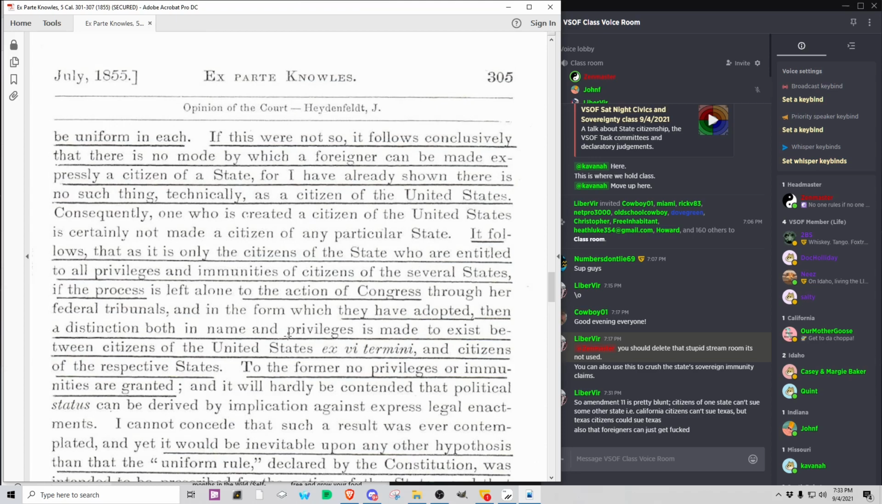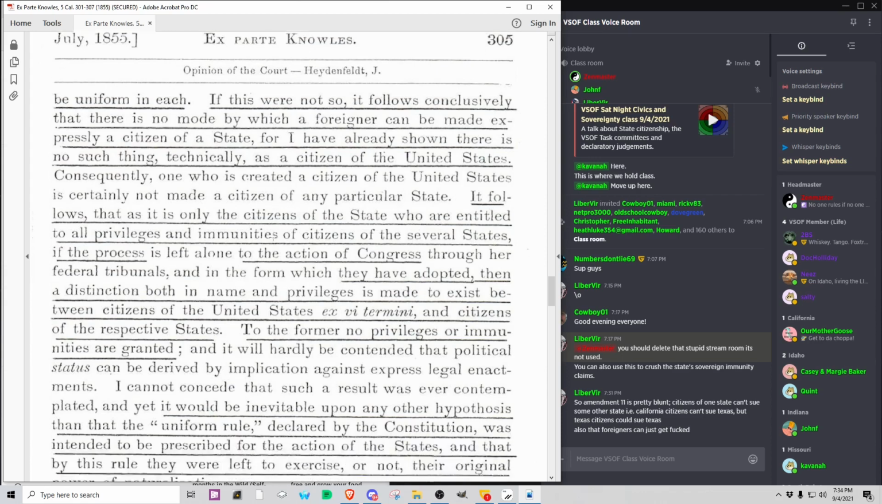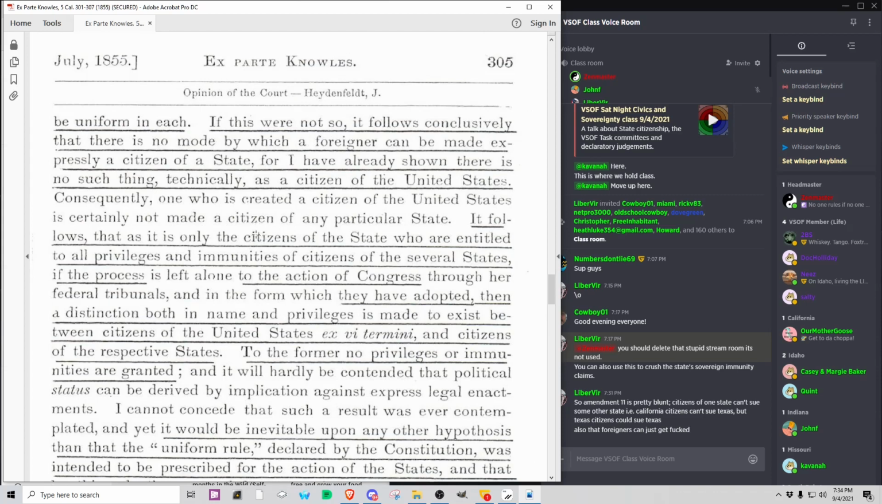Of course, again, remember, this is 1855 we're talking about here. This is pre-Civil War. Consequently, one who is created a citizen of the United States is certainly not made a citizen of any particular state, right? Which is what the feds did after the Civil War. That's what they did when they freed all the slaves. They put all of the slaves under the federal government, not the state governments. All that happened literally in law is they went from being private property to being public property under the United States Federal Corporation, or United States Federal Trust, I should say.